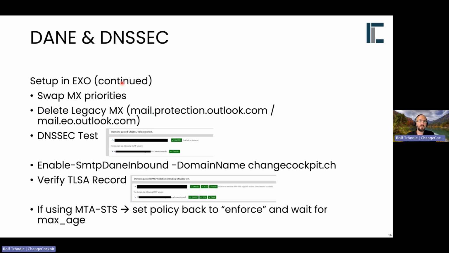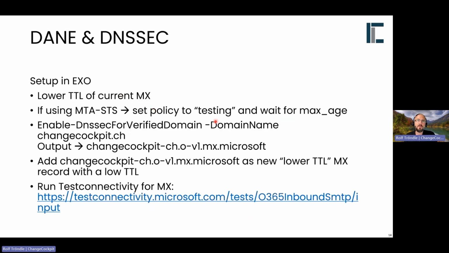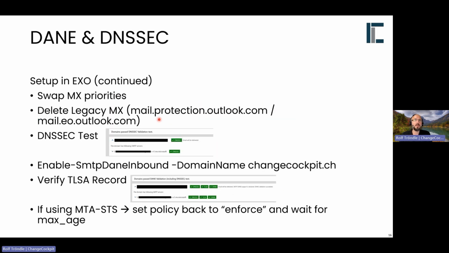So we have in Exchange Online the setup. We swap now the MX priorities. This means you need to lower the MX value for this newly created record with the .mx.microsoft. In this example, we need to lower the MX value to 0. And then this will be used, and we will then remove the legacy MX record. We know the MX record is valid.